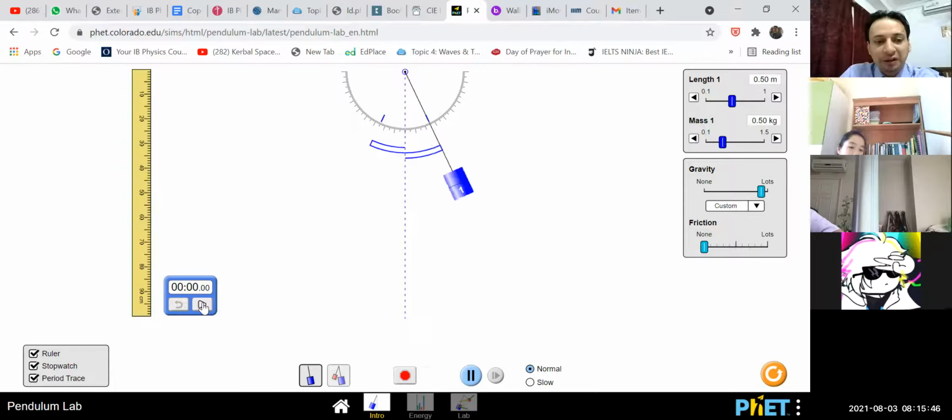I need to press the stopwatch button when the pendulum is at the extreme right position. And let me press it now. Now one oscillation, 2, 3, 4, 5, 6, 7, 8, 9, and 10. So now you can see, students, that the time for 10 oscillations is 9.54 seconds.